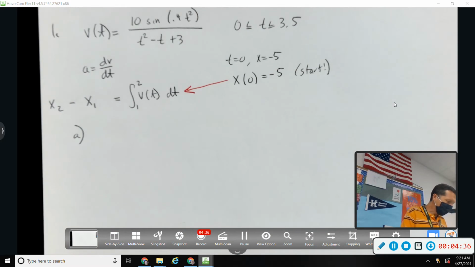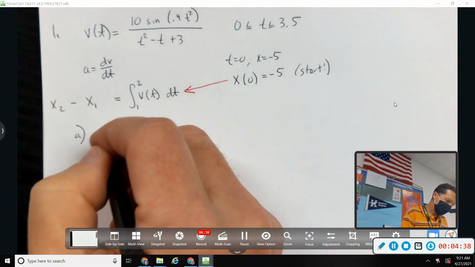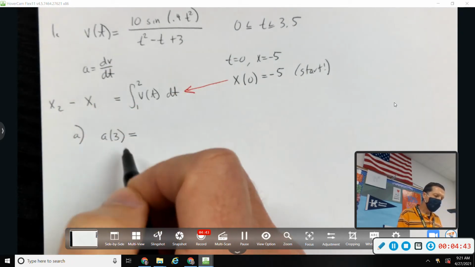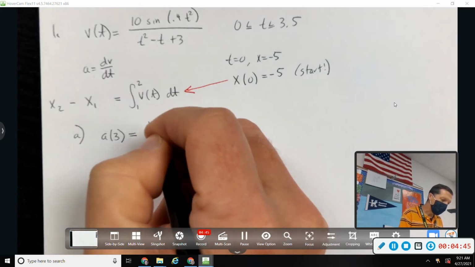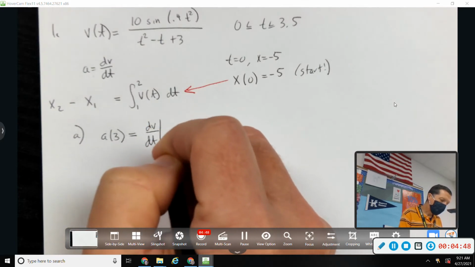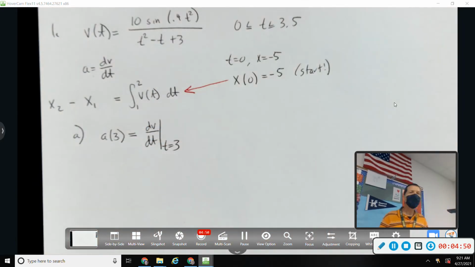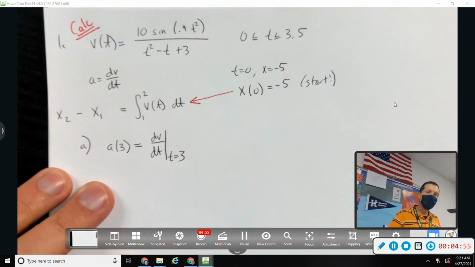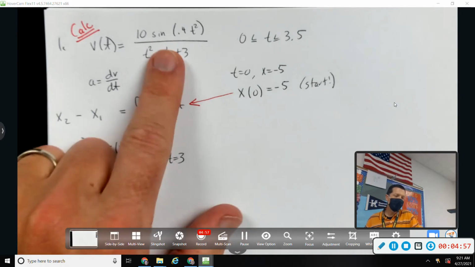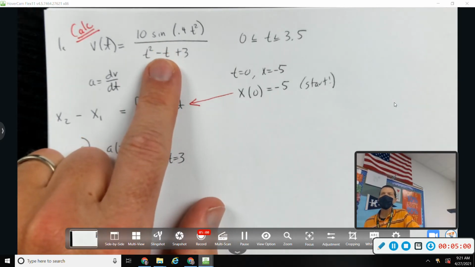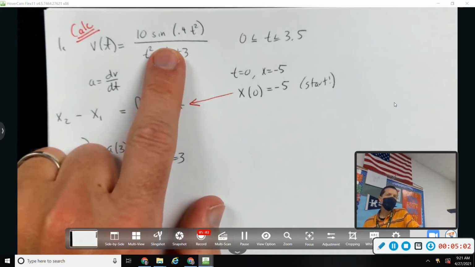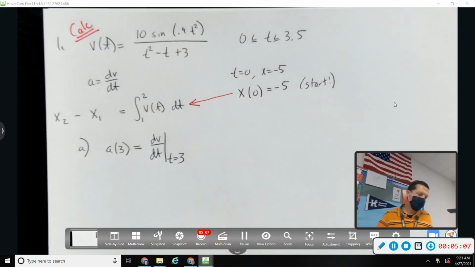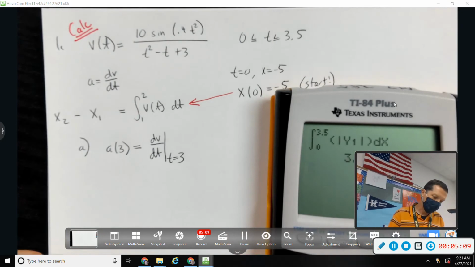Find the acceleration of the particle at time 3. Okay, well, we already were thinking to get the acceleration, I need the derivative of the velocity at t equals 3. And this is a with calculator problem. So they want you to use your calculator. They really don't want you to take this derivative by hand. I mean, you know enough you could do it, right? It'd be quotient rule and trig rule and chain rule, but that's not what they want. They want you to just use the calculator to do it.